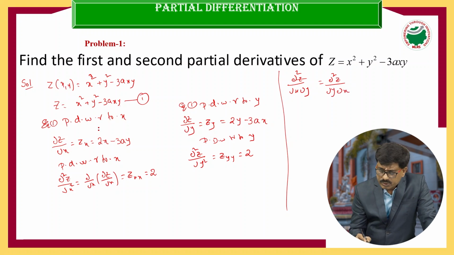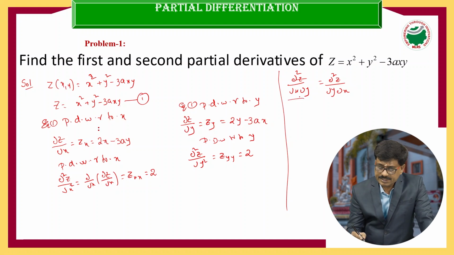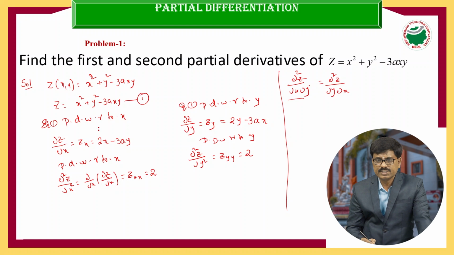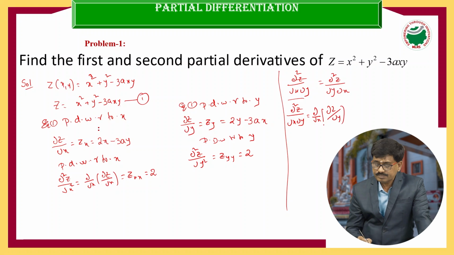See, how do you write this? First of all, this equation. First, we need to calculate what? Partial derivative with respect to y. Let us write this equation ∂²z/∂x∂y. How do you write this one? ∂/∂x of ∂z/∂y.